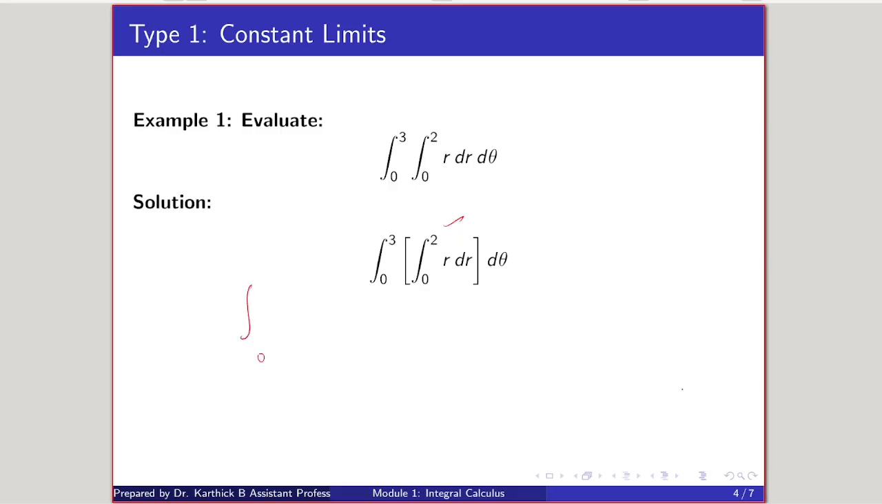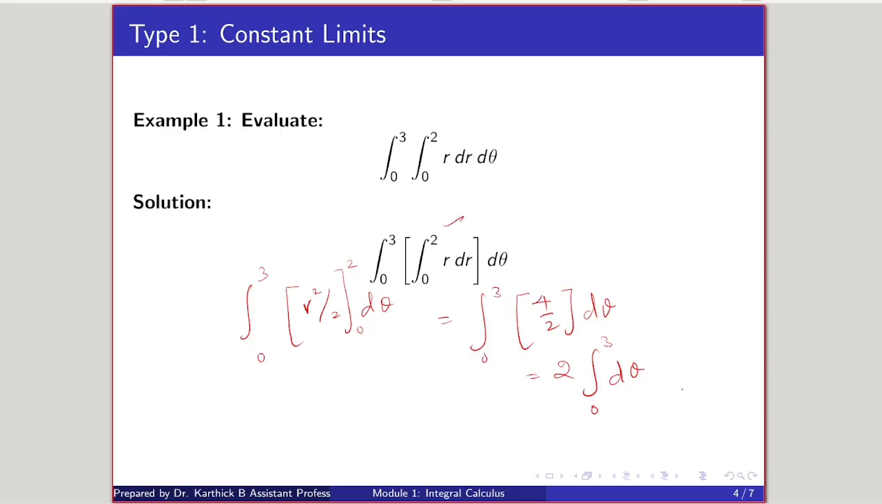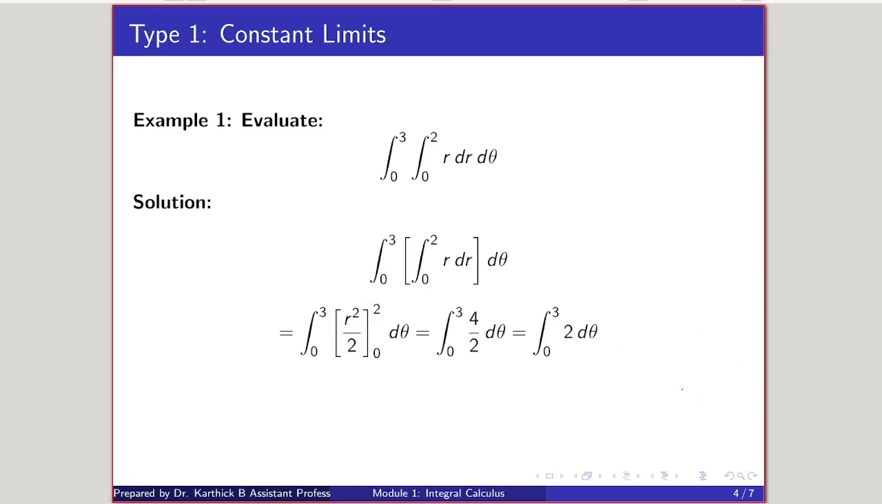If I take 0 to 3 and integrate r with respect to r, it becomes r square by 2, then 0 to 2 d theta. If I substitute the limits, I will get 4 by 2 d theta. Of course, 0 represents 0. So anyway, 2 will be a constant, 0 to 3 d theta. The integral and differentiation get cancelled, so I will get theta from 0 to 3. The answer will be 6. So finally, we will get the answer as 6.